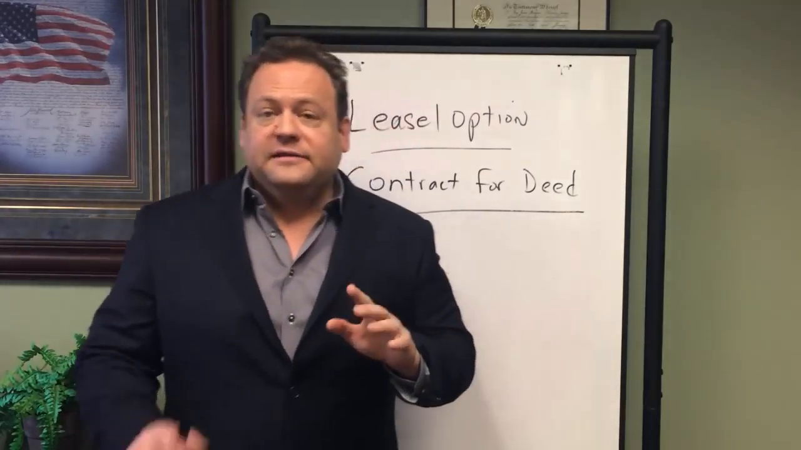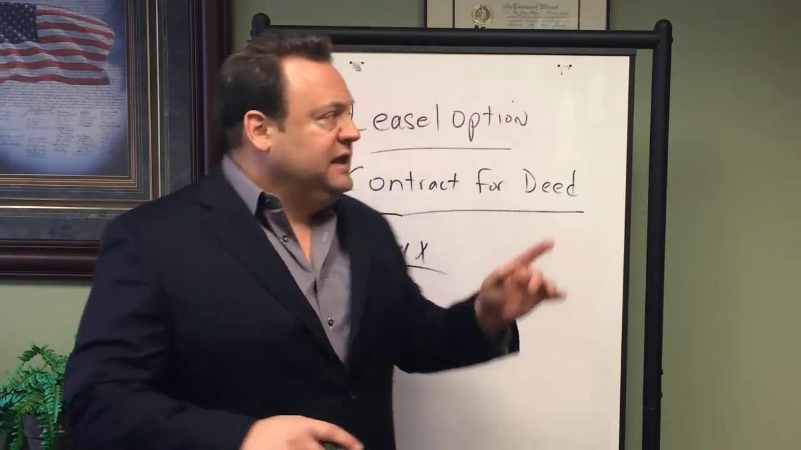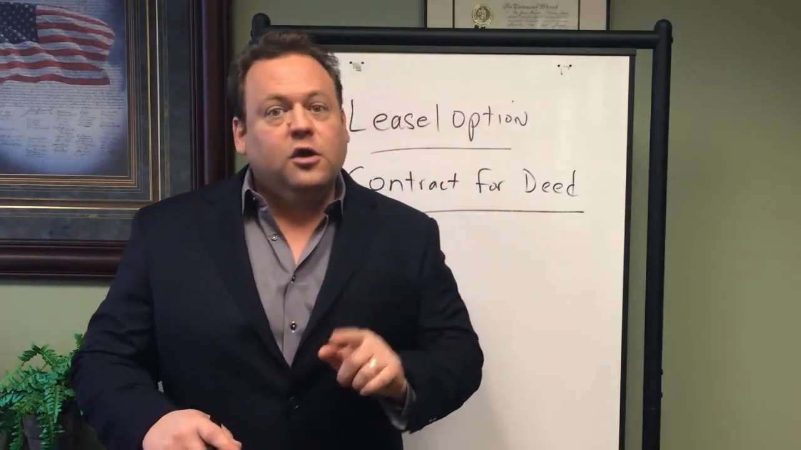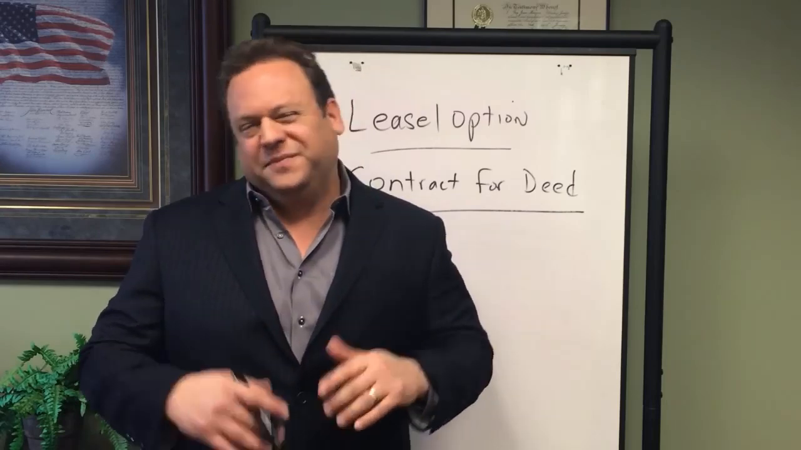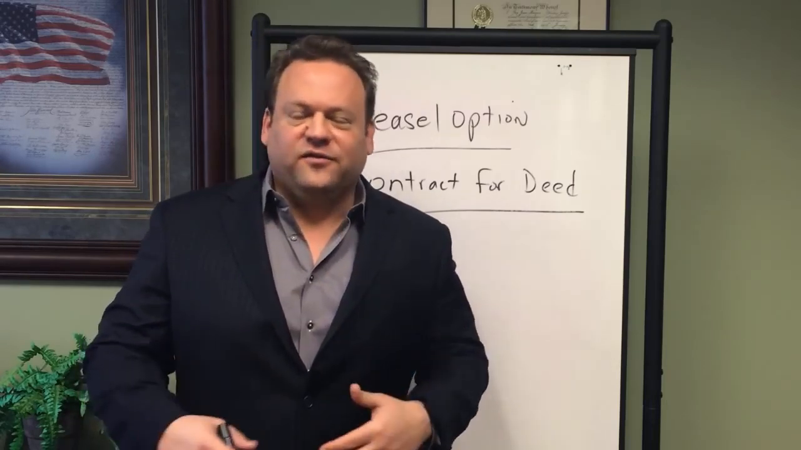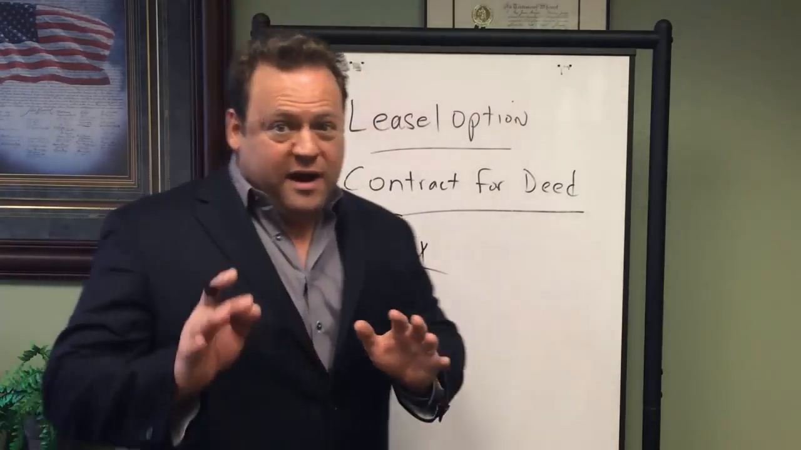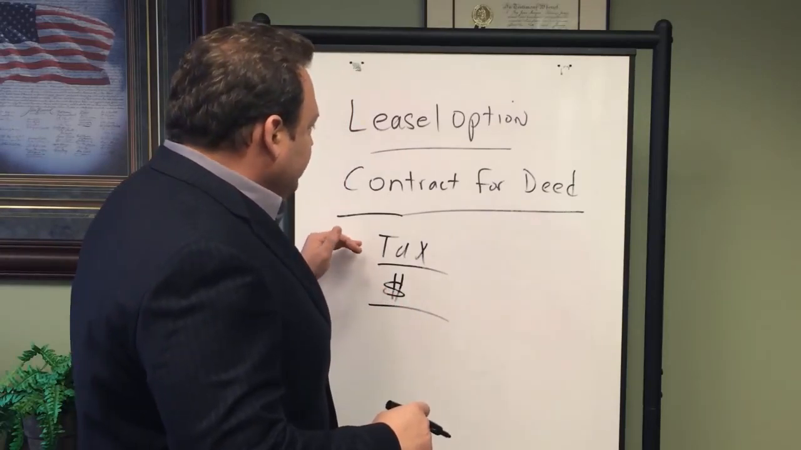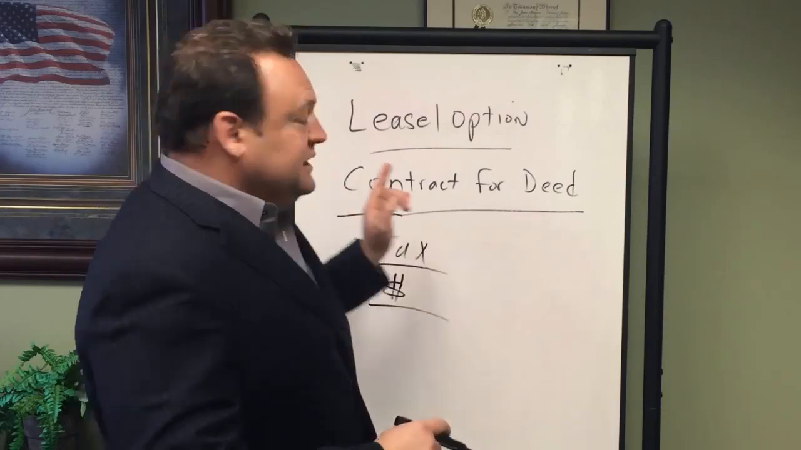Either one can be done with an underlying loan left in place. Now, either one, a lease option or contract for deed, even though title doesn't transfer, will trigger a due on sale or acceleration clause on the underlying mortgage. But again, since title hasn't transferred, likely the bank's not going to find out, so it's generally a non-issue, but just be aware that either one does technically trigger the due on sale.